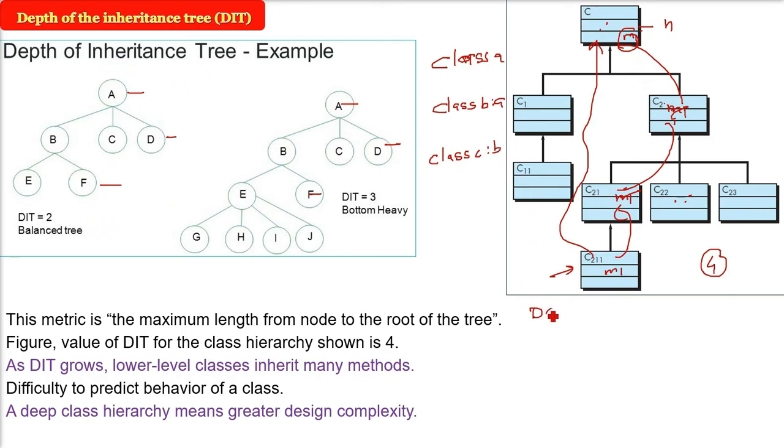A deep class hierarchy, clearly, means that the design complexity of your design is quite high. With large DIT values, it implies many methods can be reused, because the C method has been reused in C2, C2 has been reused in C21, and C21 is reused in C211. So reuse can be a benefit here.